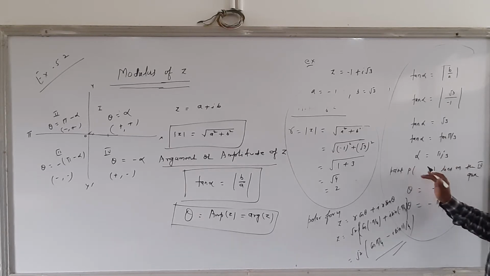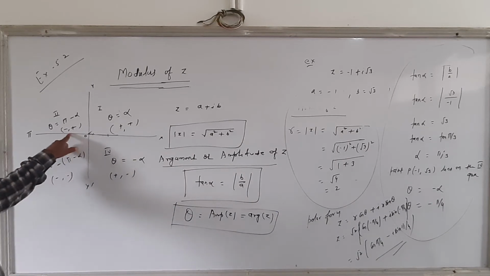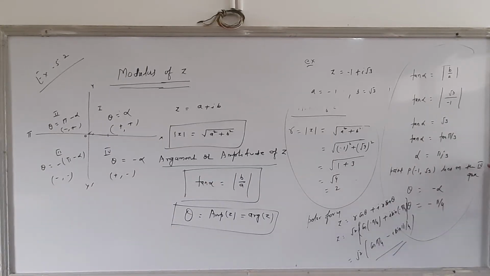Now the real part is minus 1 and the imaginary part is root 3. This point has real part negative and imaginary part positive, so theta lies in the second quadrant. In the second quadrant, the formula is theta equals pi minus alpha. Pi as it is, alpha is pi by 3, then pi minus pi by 3 is 2 pi by 3. This is the amplitude of z, the argument of z.